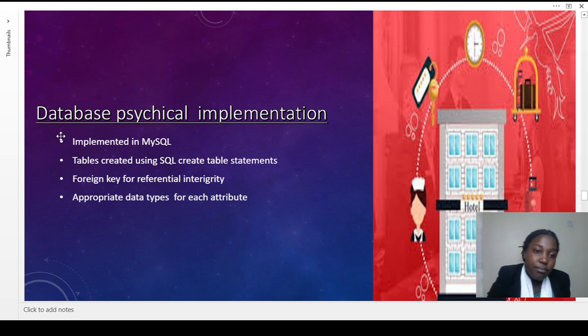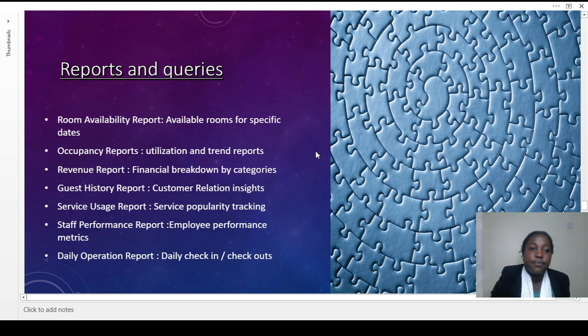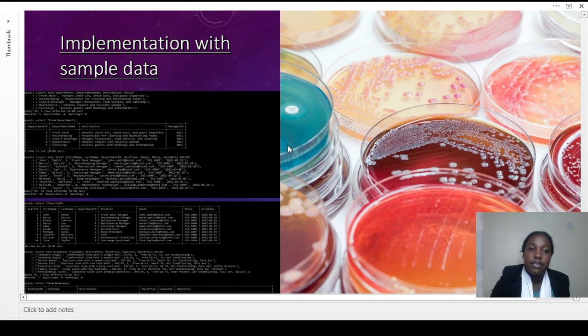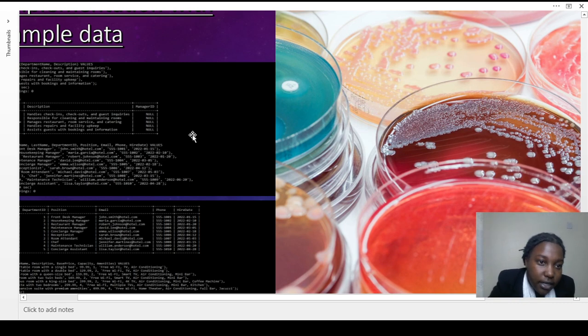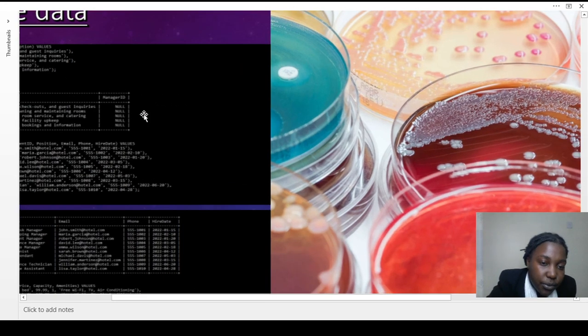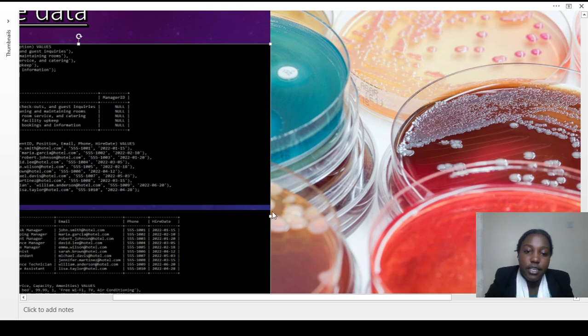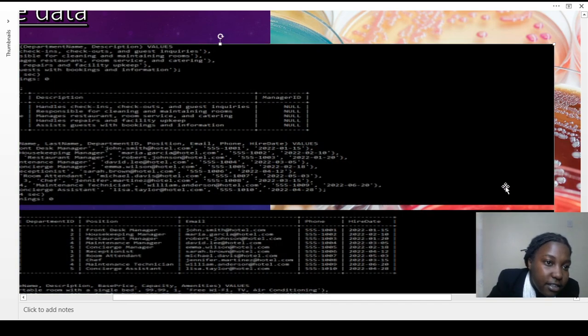So we have the database physical implementation. Mainly I focused on the implementation in MySQL. That's the main thing we are going to look at, and it's mainly looking at the reports and the queries that go on within the database. If you're seeing properly here, I've given you sample data, and one of the first things we have done is we have tried to implement it.